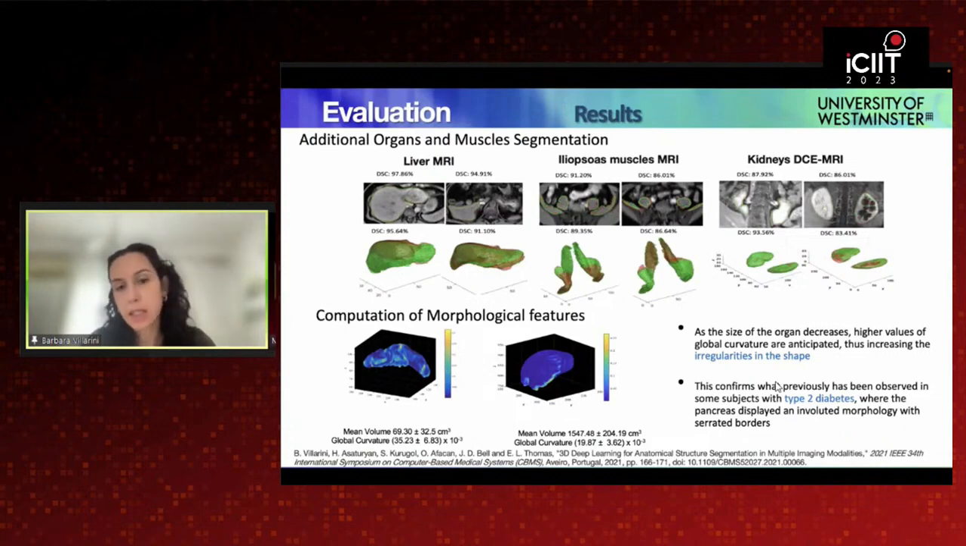And this study, which was carried out in collaboration with the life science school in our faculty, has demonstrated what had already been observed. So that in some subjects with type 2 diabetes, the pancreas displayed an involuted morphology with serrated borders. So as you can see, this kind of study could also help to confirm some of the previous findings.